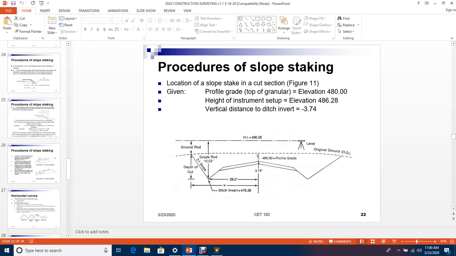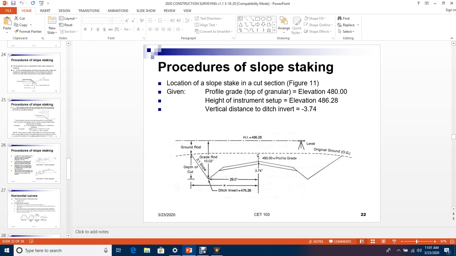At this time, I would like to highlight some of the important things to remember when doing slope staking. First of all, one should determine the design grades from the construction documents. One should then determine the design template left and right of the center line. This would include any ditches and slopes that may be in the actual design template.